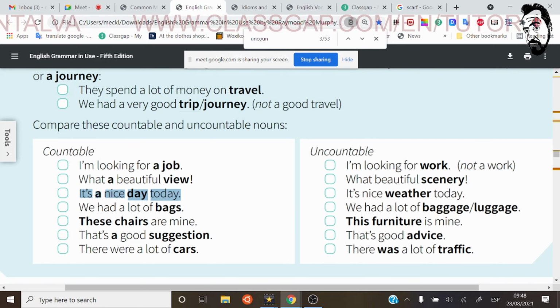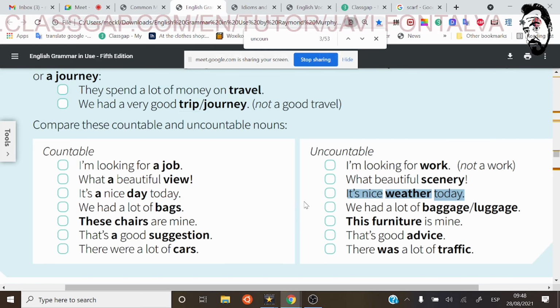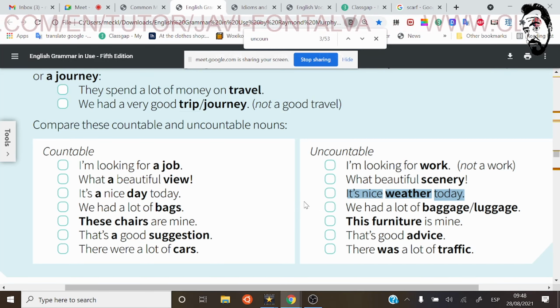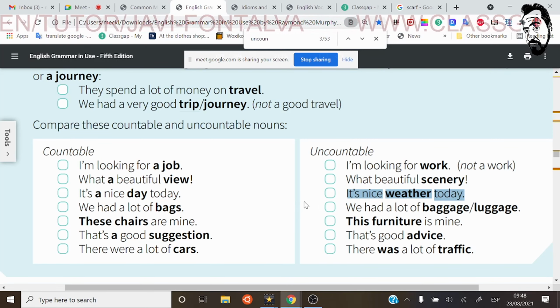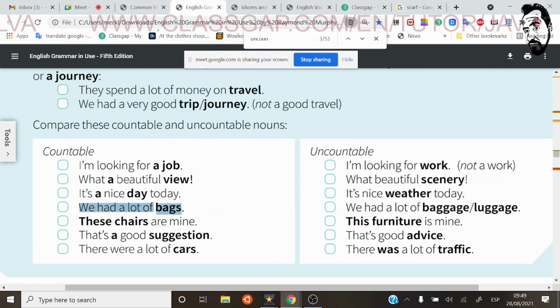It's a nice day today. And this one? It's a nice weather today. No. It's the same, no? No, okay. It's nice weather today. Be careful. Weather is uncountable. Okay, but they say the same in the two. Yeah, the meaning is the same. The idea is the same, basically. Okay, next one.